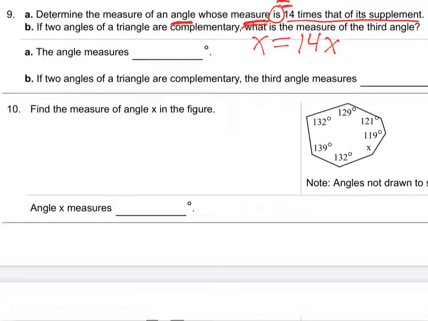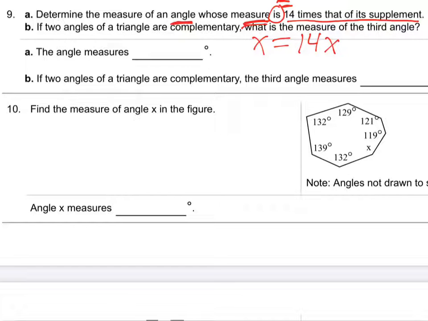Why is that not right? I didn't do the supplement anywhere, did I? See how that would mean the angle is 14 times itself. But that's not what they said. They said the angle is 14 times its supplement. What is its supplement? How do we do it?